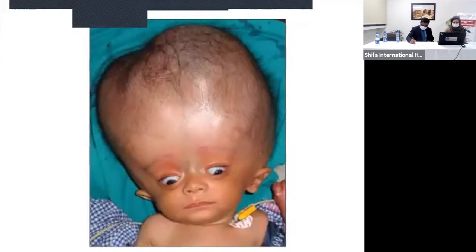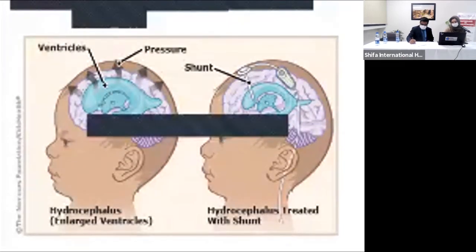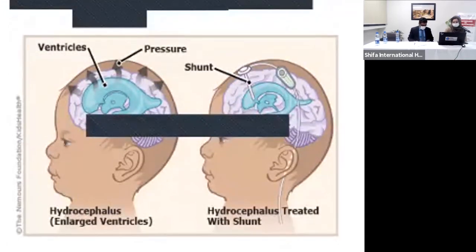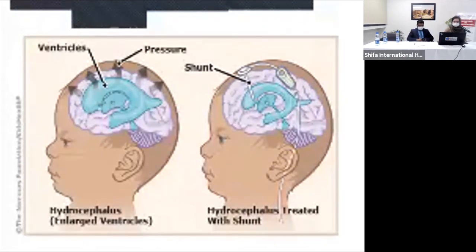If you look into the ventricles of this patient, they are enlarged. After a CSF shunting procedure, this is the ventricular end of the shunt, and it is connected to the peritoneum, with resultant decrease in the size of the ventricles.